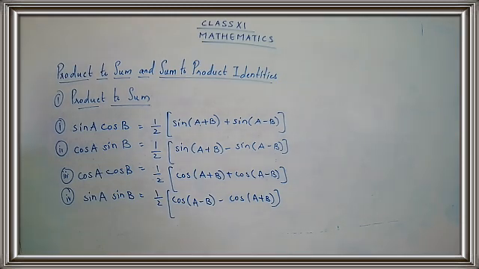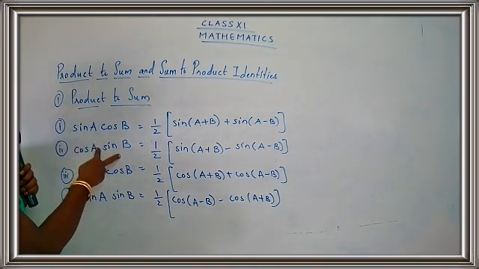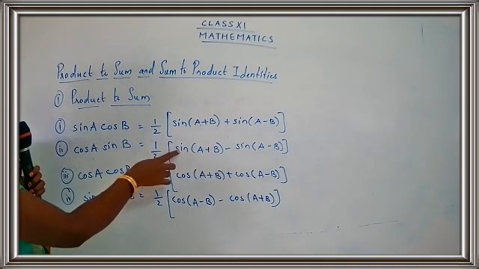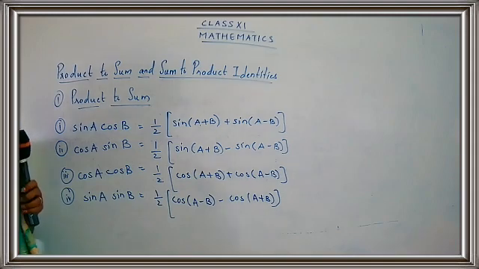It's half of sin A plus B plus sin A minus B. So when you have cos A sin B, you have to write the same formula. The sign is changed, that's all. So half of sin A plus B minus sin A minus B.